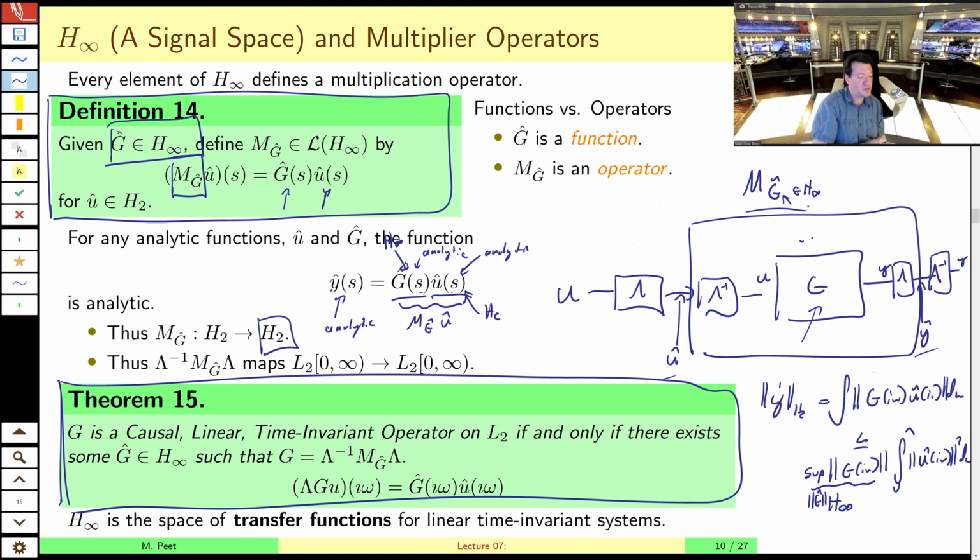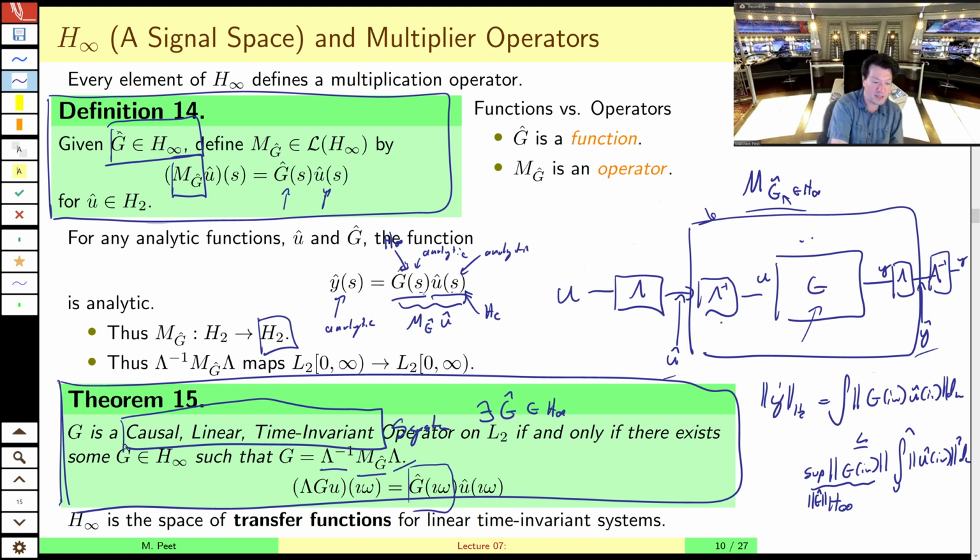Well, it turned out there's a very powerful result, and of course I won't even take a stab at proving it, but it says that it's necessary and sufficient. And this is a very surprising result, which says that for any causal, linear, time invariant system G, there exists a transfer function in h infinity such that this block right here can be represented as multiplication by that transfer function. So that G is Laplace inverse, multiplication, Laplace. This block, 1, 2, 3. And that's relatively remarkable.